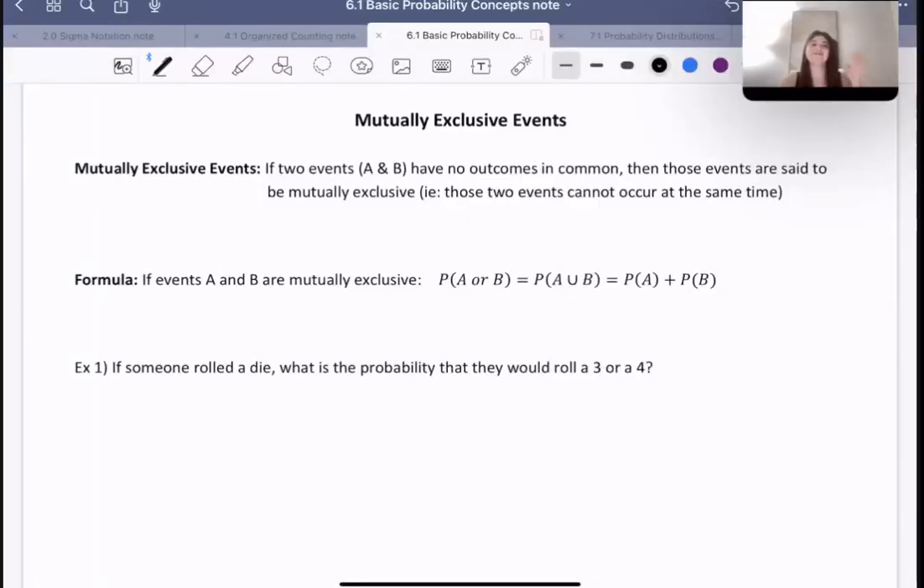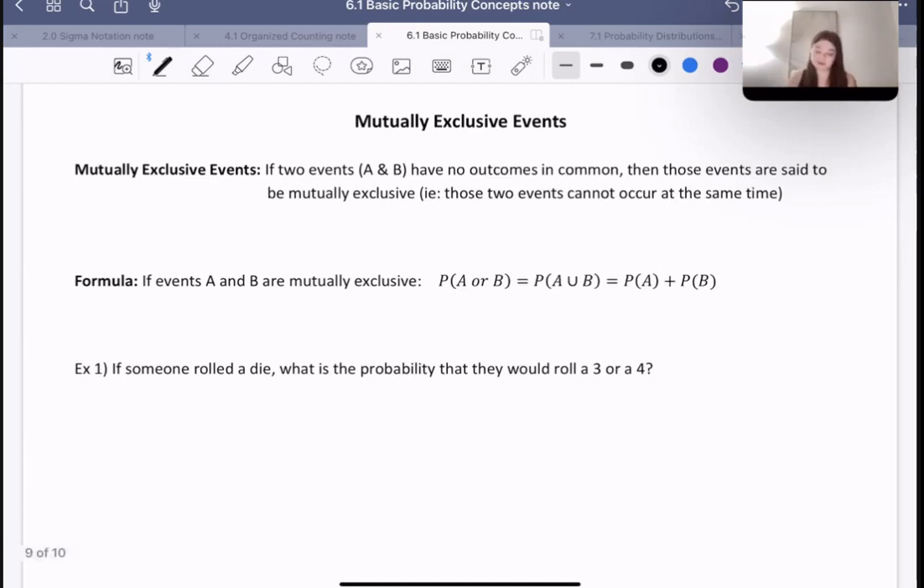Hello, everyone. Welcome back. Today I'm going to be talking about mutually exclusive events, and this is actually going to be our very last lesson in this unit about basic probability, introducing us to some of the basic concepts in probability. So, what are mutually exclusive events?